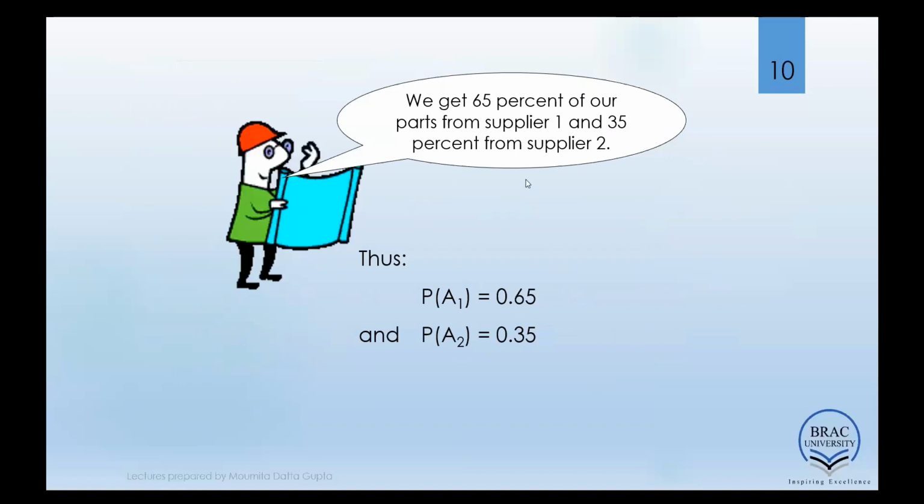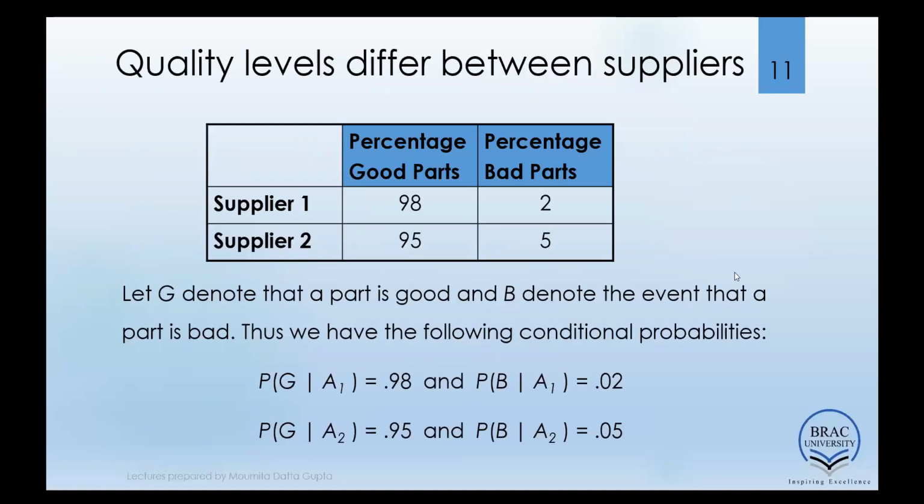Now the company has prior information, or prior probabilities, about the parts they are receiving. The probability of having parts from supplier 1 is equal to 0.65, and the probability of having parts from supplier 2 is equal to 0.35. So these are our prior probabilities. The parts that the company received are quite different.